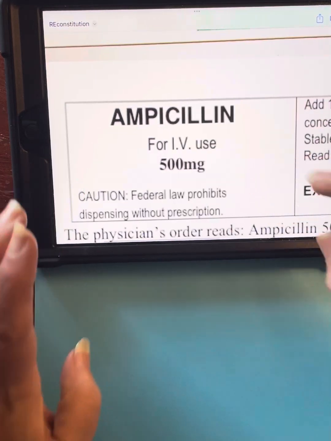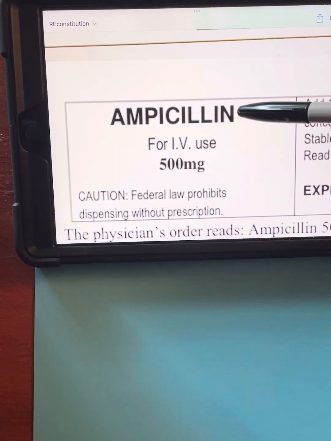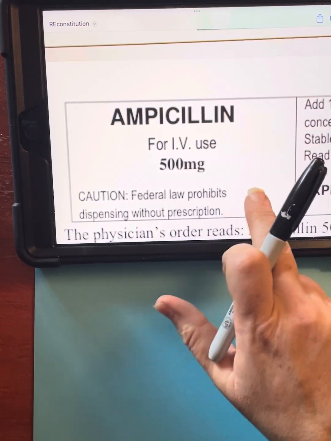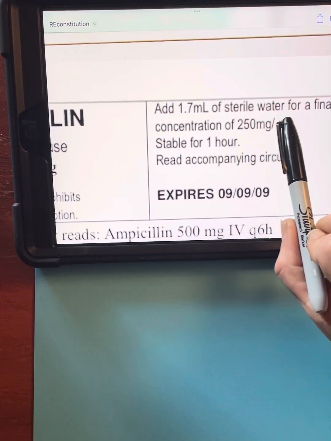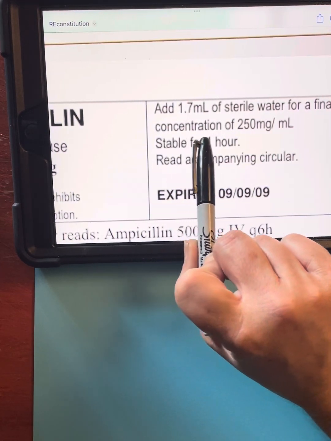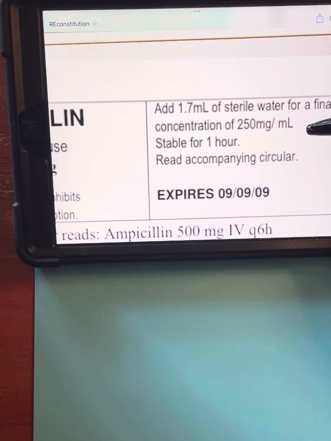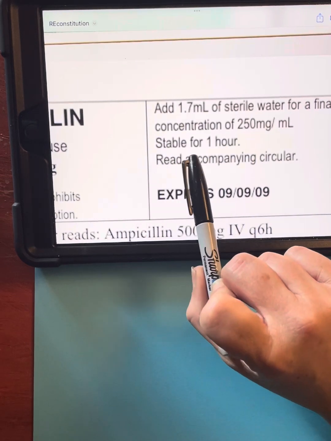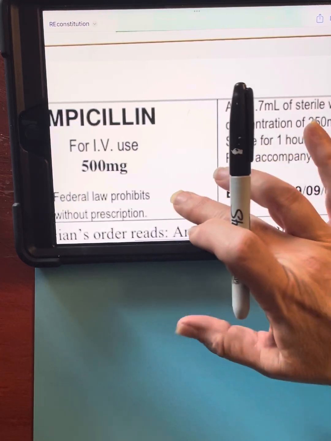I was looking for labels, and some of them, the copy's just horrible. Anyway, ampicillin, this is for IV use only, 500 milligrams. And this says add 1.7 milliliters of sterile water for a final concentration of 250 milligrams per milliliter. There's your per. It's stable for 1 hour. Do keep that in mind.